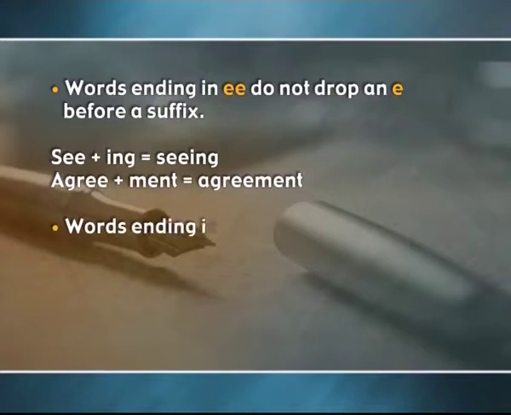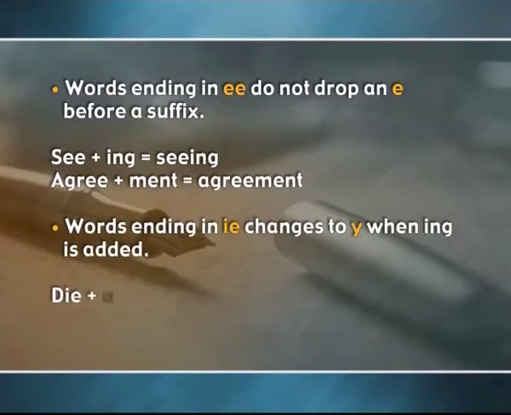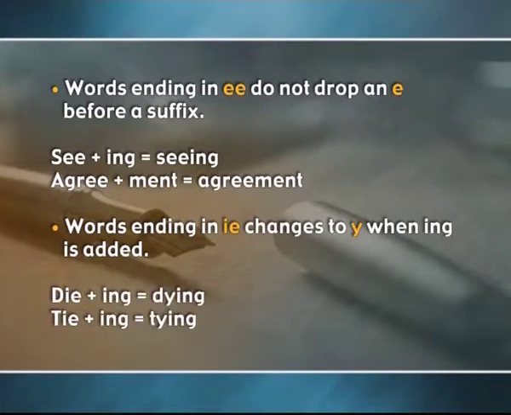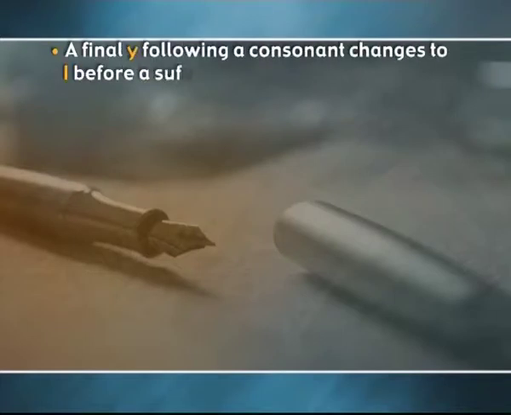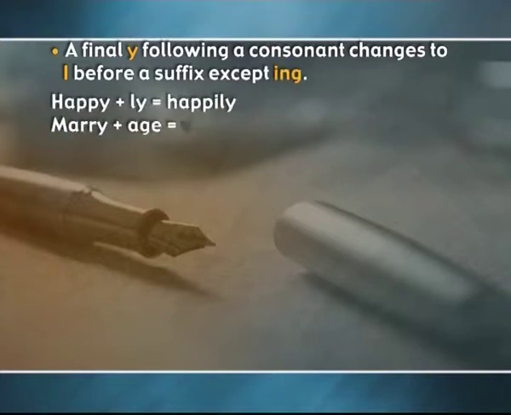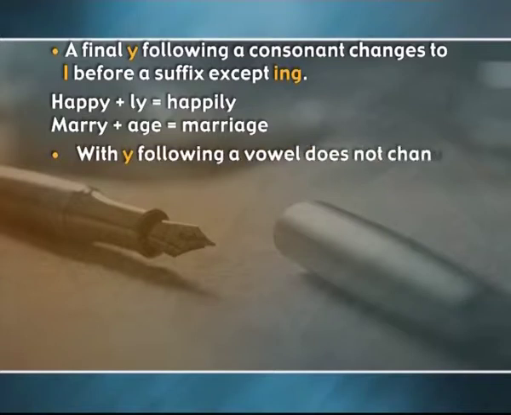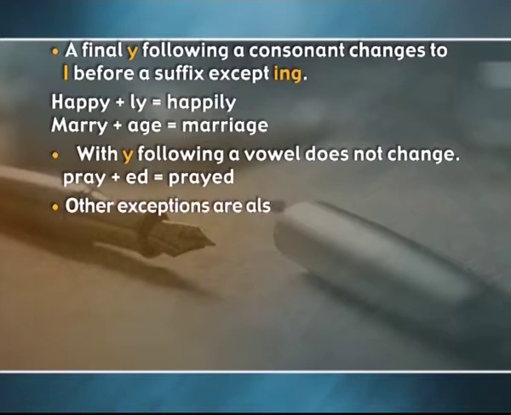Words ending in IE change to Y when ing is added. Example: die plus ing is equal to dying. Tie plus ing is equal to tying. A final y following a consonant changes to i before a suffix except ing. Example: happy plus ly is equal to happily. Marry plus age is equal to marriage. A y following a vowel does not change. Example: pray plus ed is equal to prayed.